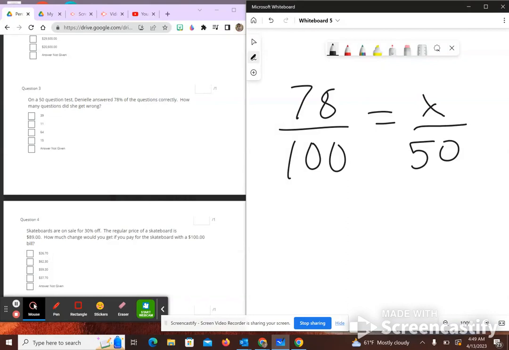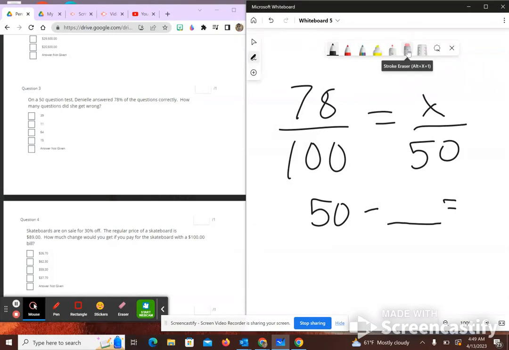So after I solve this proportion to figure out how many she got correct, the second step is to make sure I take that number and subtract it from the total. So whatever I got from that first ratio, I have to subtract from 50 to figure out the number that she actually got wrong. Now let's look at number 4.